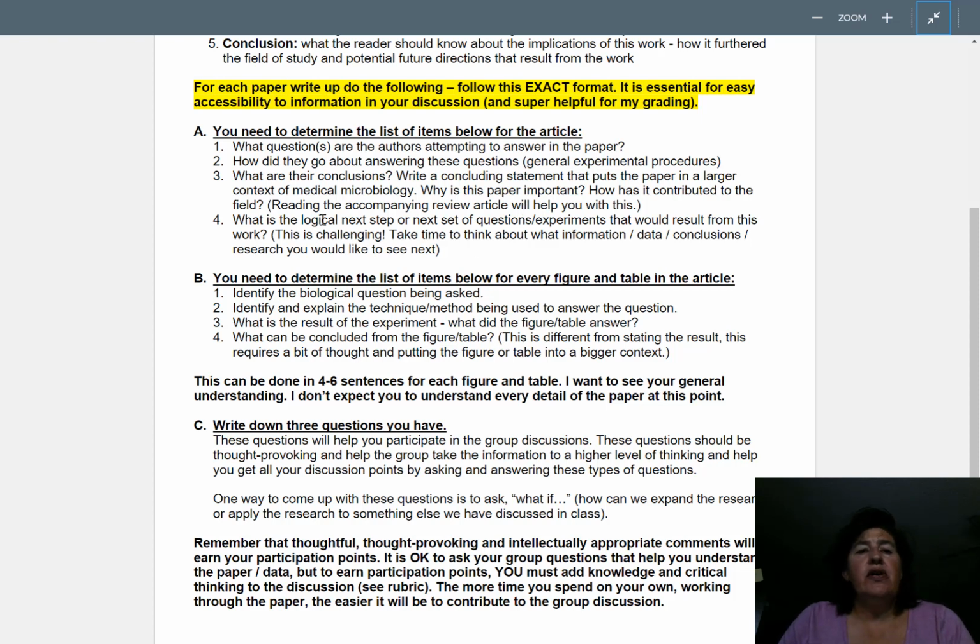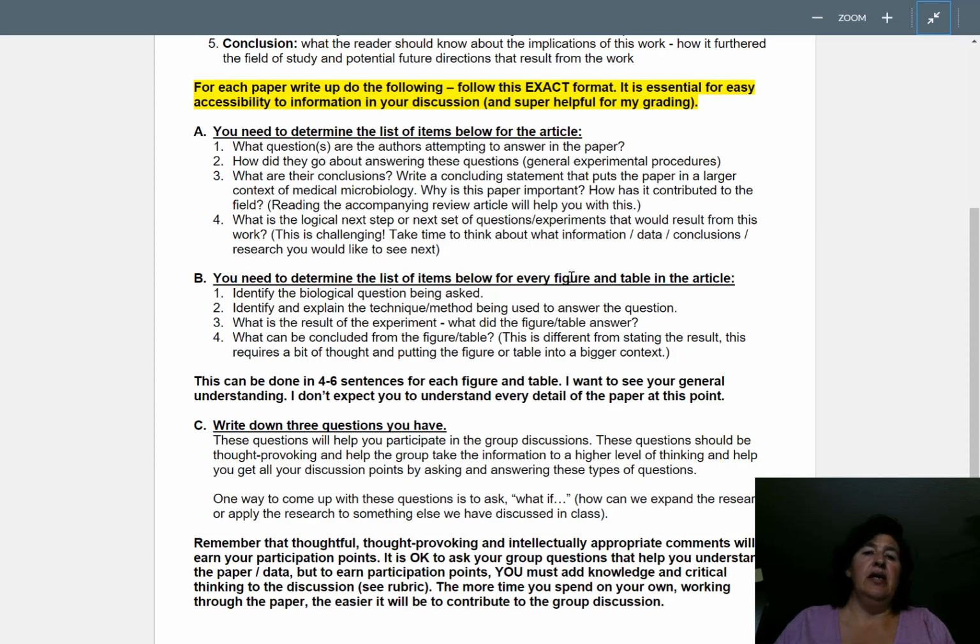The other thing I want you to think about is, what is the logical next step? So what would you do next? Hopefully you read these papers and go, okay, that was really cool. I wish they had looked at this, or why didn't they do this, or I want to know about this. That's what I want for the logical next steps. You don't have to design experiments with details, but talk about what you would want them to look at next. This is the section that I grade the hardest for this assignment.